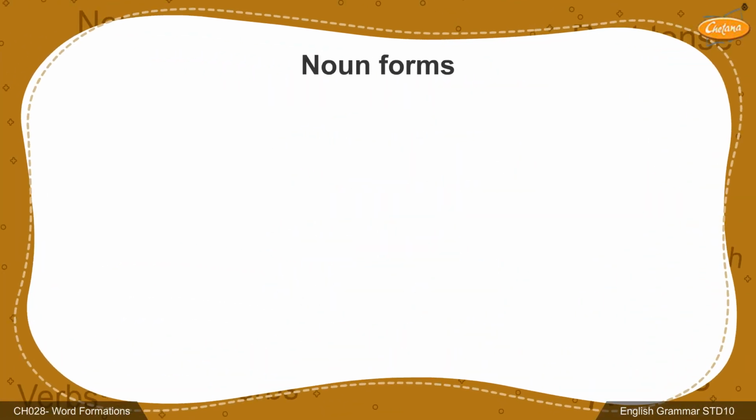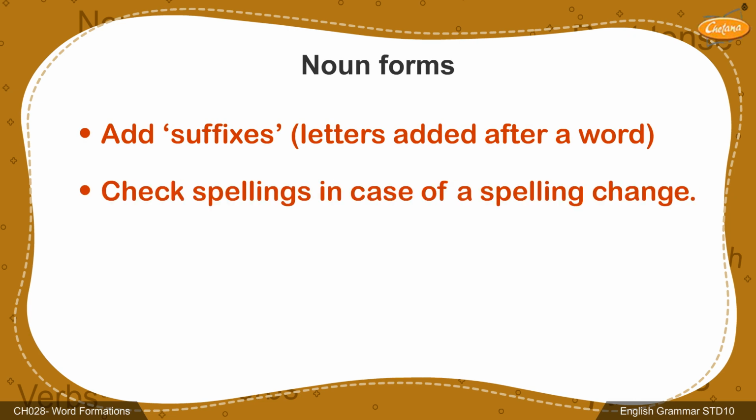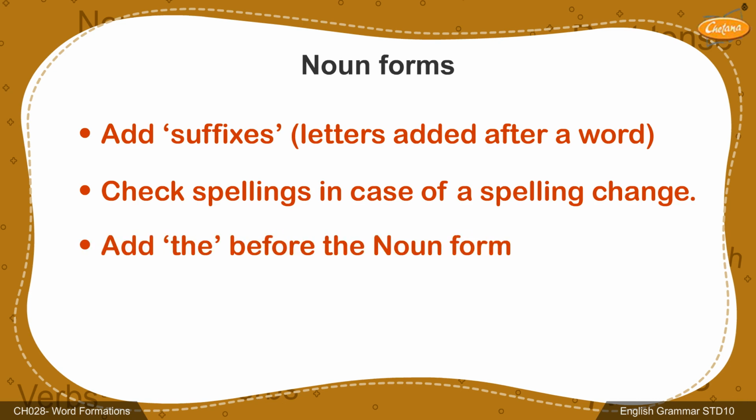You can make nouns out of other words by adding suitable suffixes. Students, kindly ensure you write the spelling of the noun forms in case of changes. You can easily come up with noun forms from other root words by adding "the" before the noun form. This trick will help you to come up with the noun form. Let's consider a few examples.